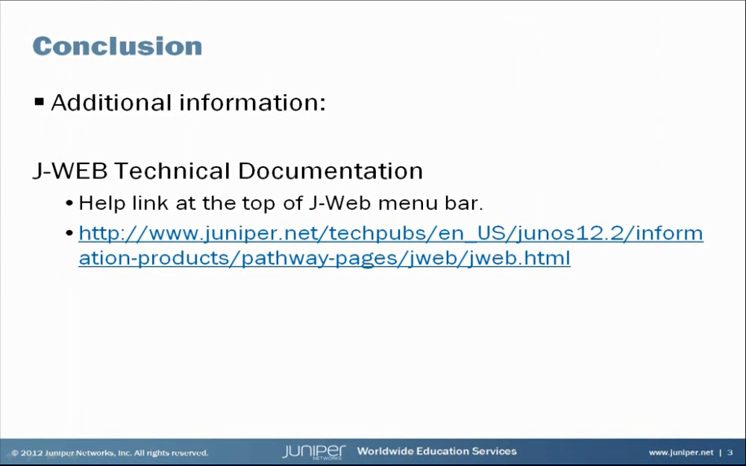In conclusion, I've included a couple of links here that'll help you learn more about JWeb. Inside of JWeb, there's a link at the top of the menu bar called Help. Clicking on that link will bring up a page that'll help me understand the different tabs inside of JWeb, the different menu options on each tab, how to do configuration and troubleshooting inside of JWeb. And there's also a URL that'll take me to the JWeb portion of Juniper's website that'll give me a lot of the same information.